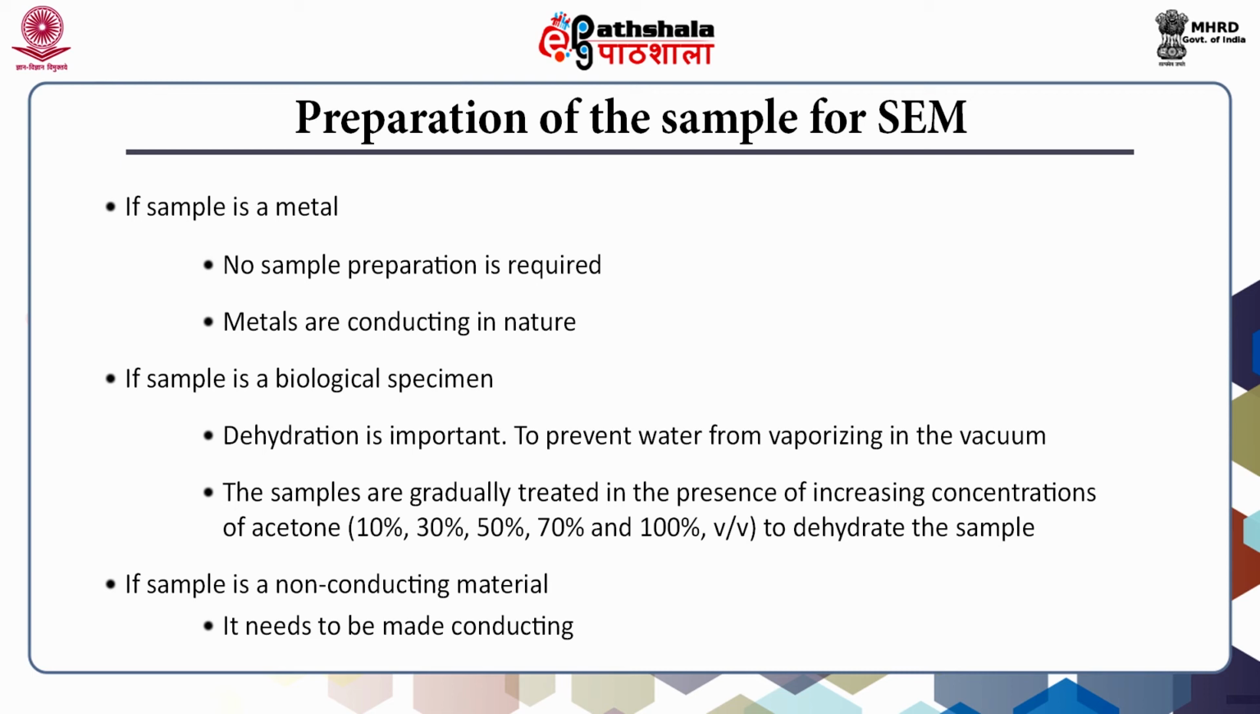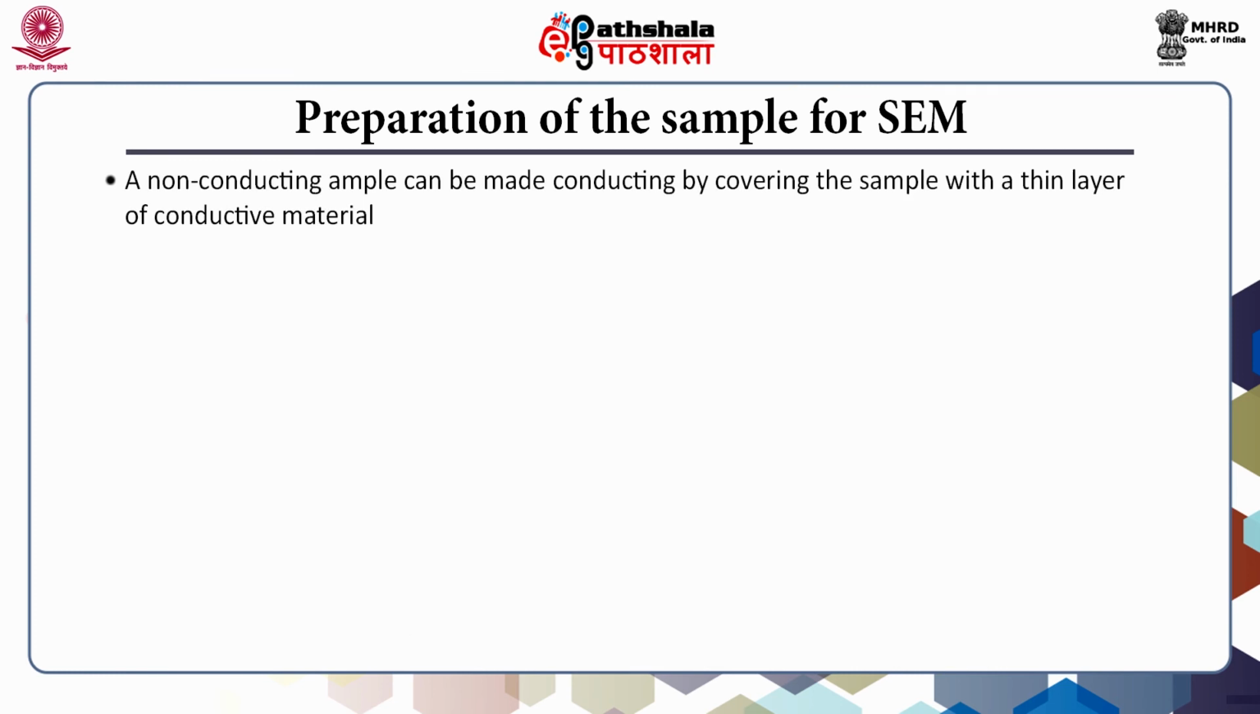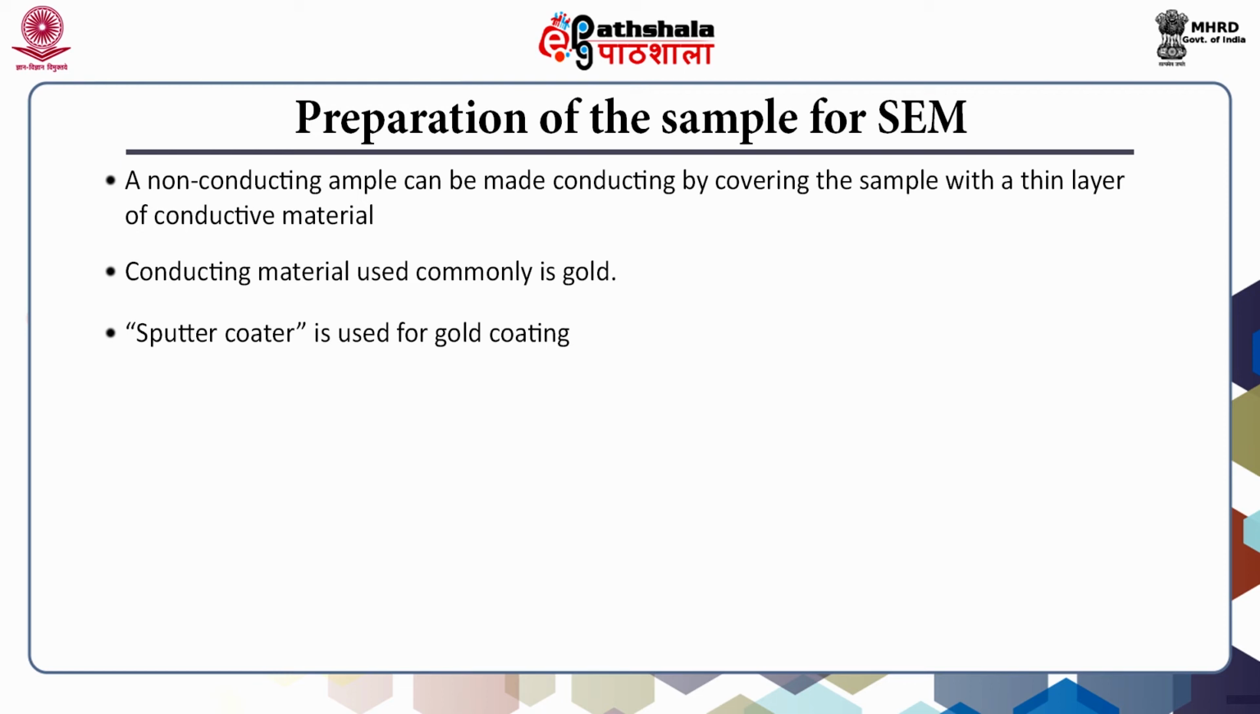In case the sample to be observed under scanning electron microscope is a non-metal, it has to be made conducting. This is achieved by covering the sample with a thin layer of conductive material such as gold. A device called sputter coater, which operates in presence of electric field and argon gas, is used to form this gold coating.